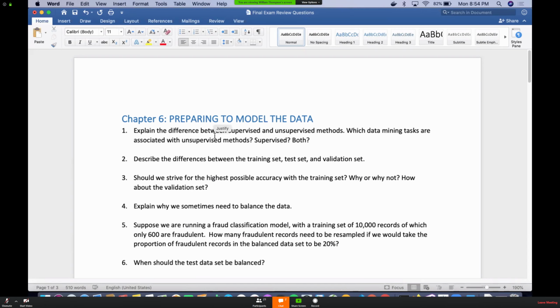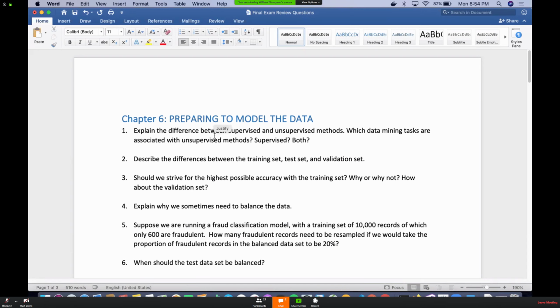So this question is kind of loaded. First, you have to give the difference between supervised and unsupervised machine learning. Then once you've done that, you also want to list the tasks. We talk about data mining tasks in chapter 6, so what are the tasks associated with supervised and unsupervised machine learning? And there are some tasks that can be used in both methods. You also want to specify those.